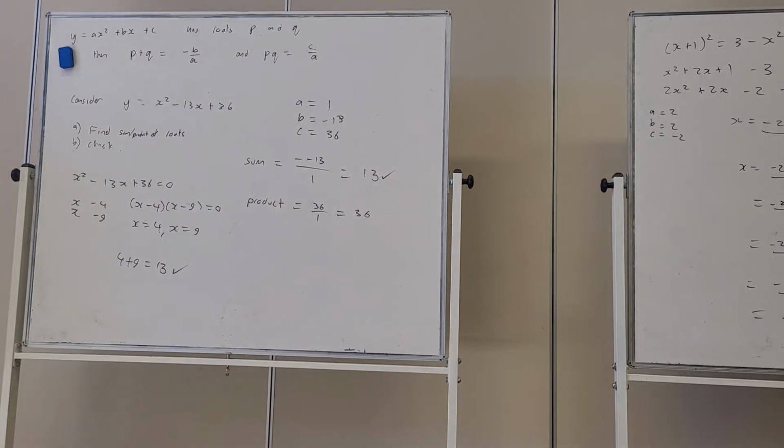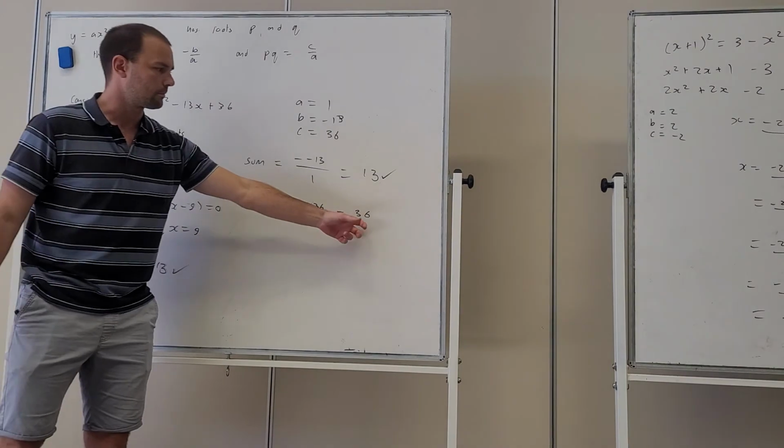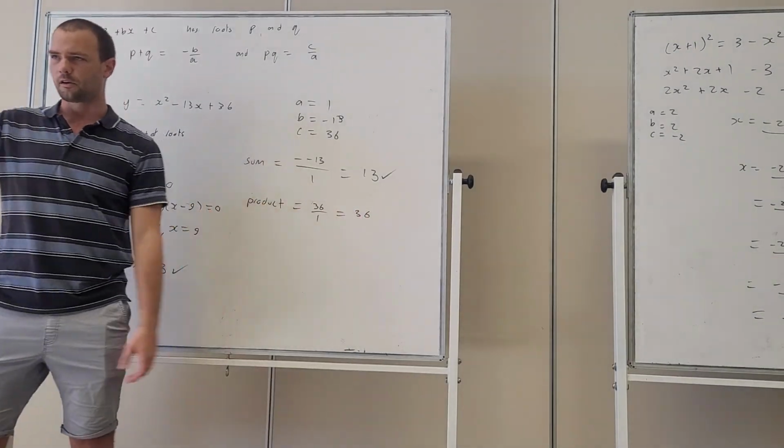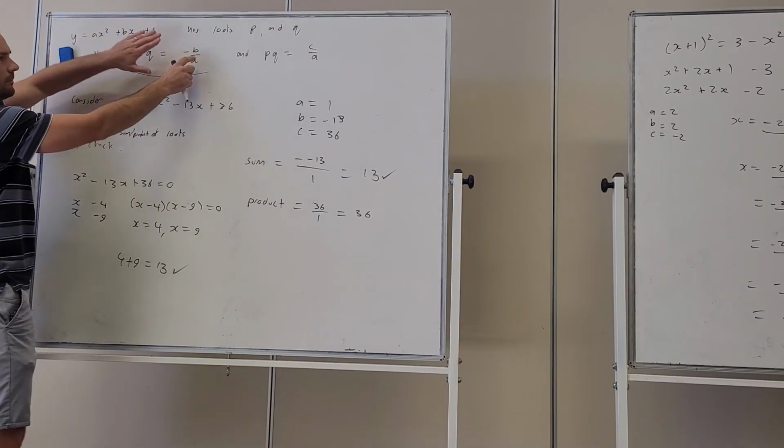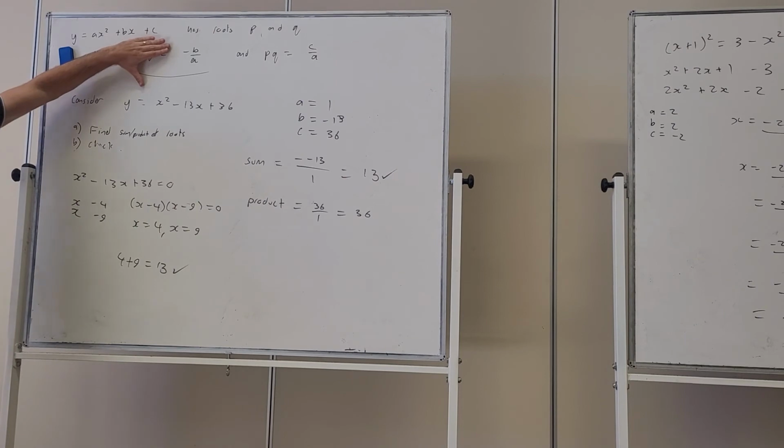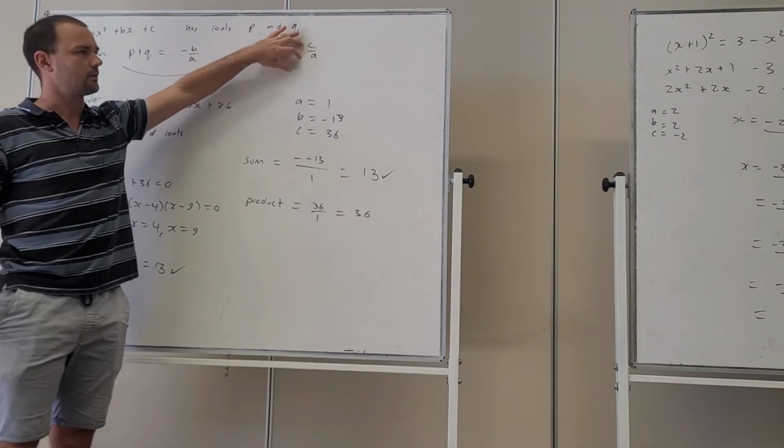We add the roots together, and then when we multiply the roots, 4 times 9, we've got the product of the roots over here as well. And so we can see the sum and product of the roots without knowing what the roots are, just by doing negative b on a and c on a.